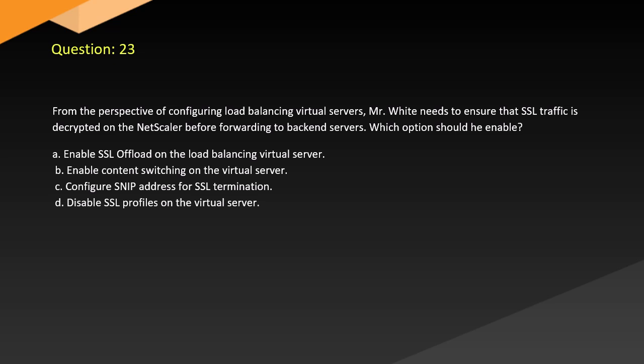Question 23. In configuring load balancing virtual servers, White needs to ensure that SSL traffic is decrypted on the NetScaler before forwarding to backend servers. Which option should he enable? A. Enable SSL offload on the load balancing virtual server. B. Enable content switching on the virtual server. C. Configure SNIP address for SSL termination. D. Disable SSL profiles on the virtual server.